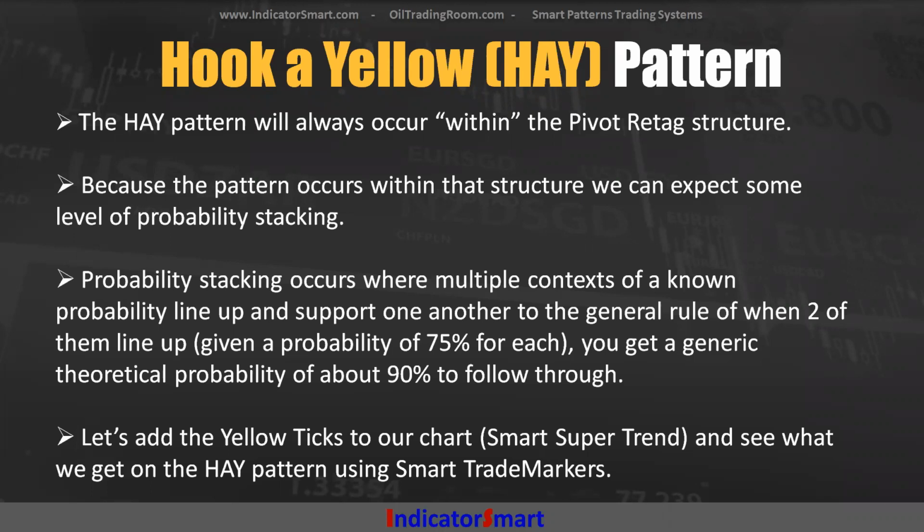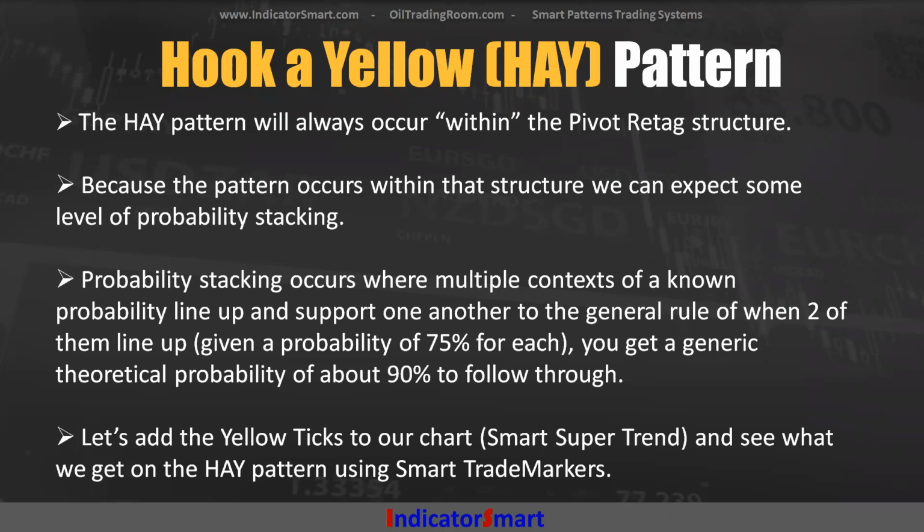Probability stacking occurs when multiple contexts of a known probability line up and support one another. The general rule is when you get 2 of them lining up, and if the probability for each of them to continue is 75%, you get a generic theoretical probability of about 90% to follow through. This is called Bayes' theorem, for those who know what that is. I'm not going to get into Bayes' theorem. There's a lot of really cool stuff about it that can really help you understand your trading.